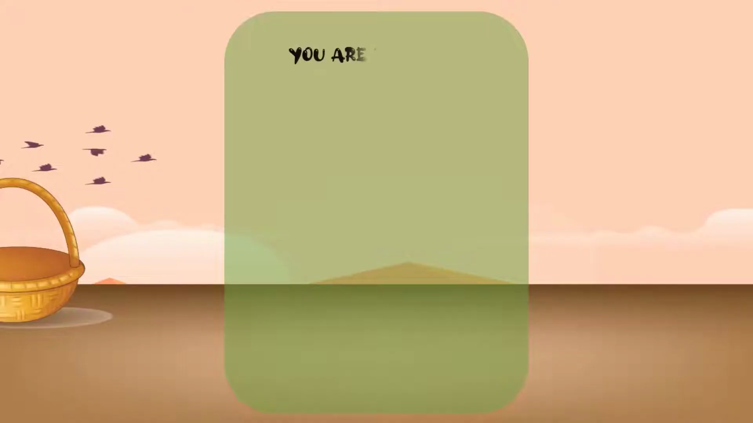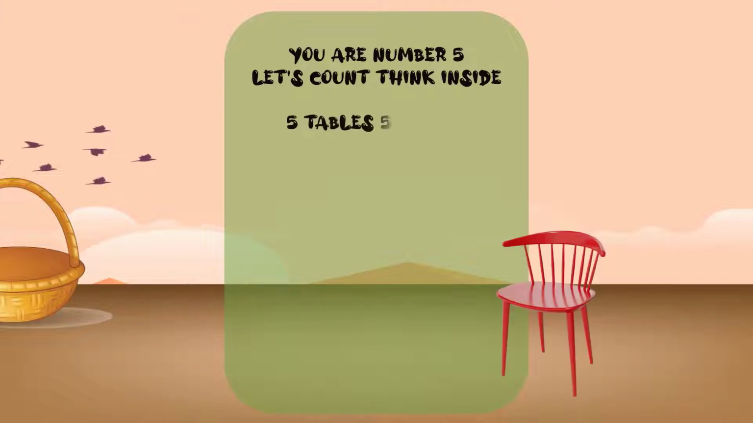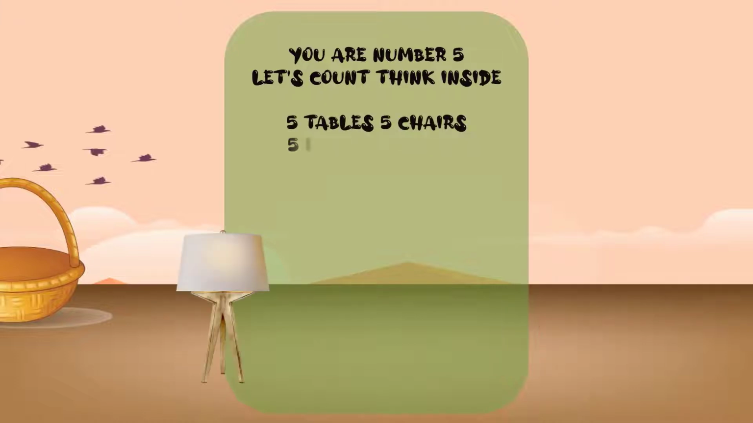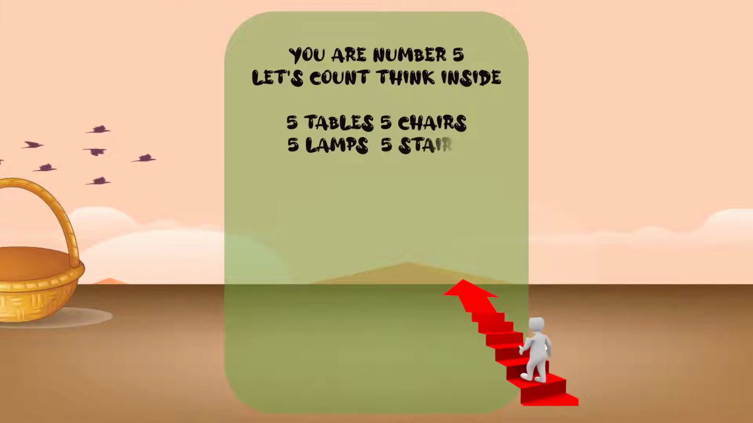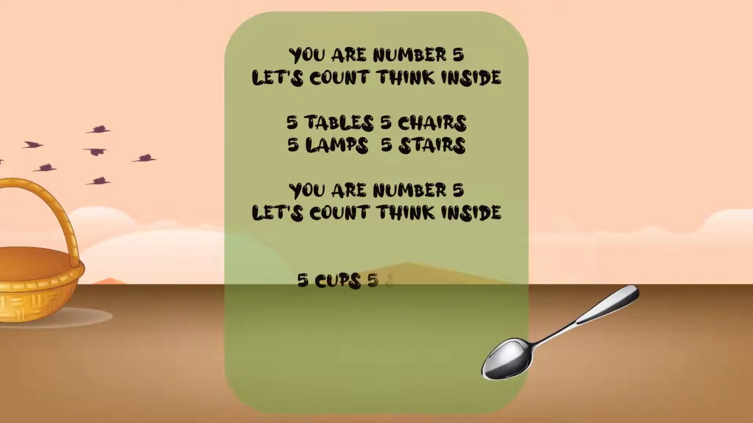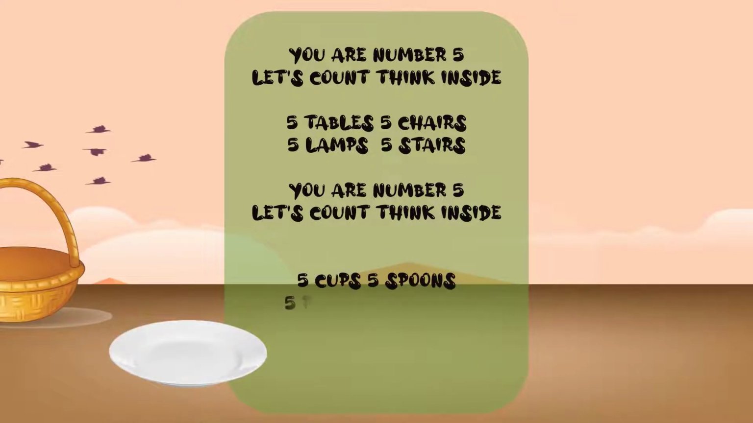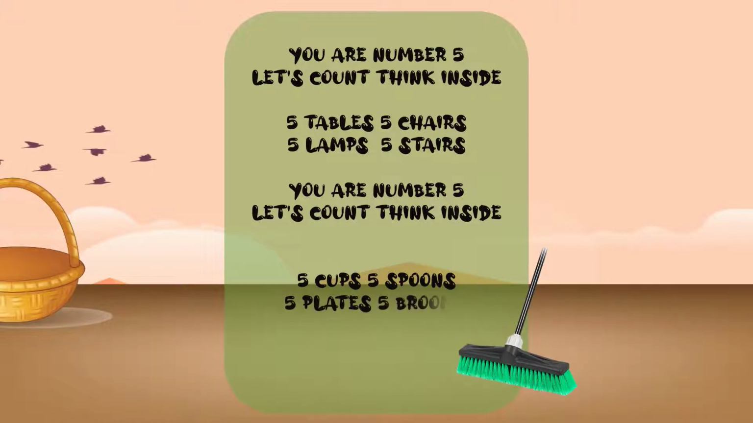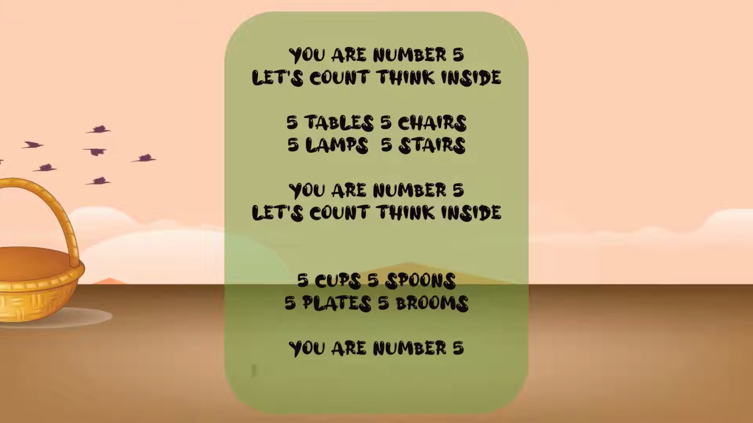You are number 5. Let's count things inside. 5 tables, 5 chairs, 5 lamps, 5 stairs. You are number 5. Let's count things inside. 5 cups, 5 spoons, 5 plates, 5 brooms. You are number 5. Let's count things inside.